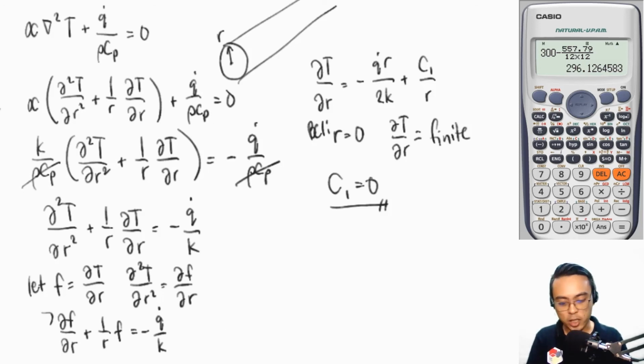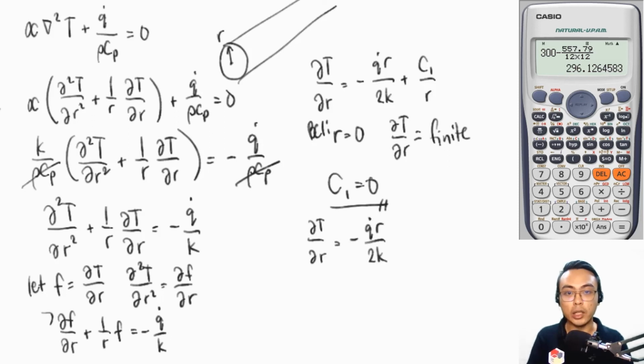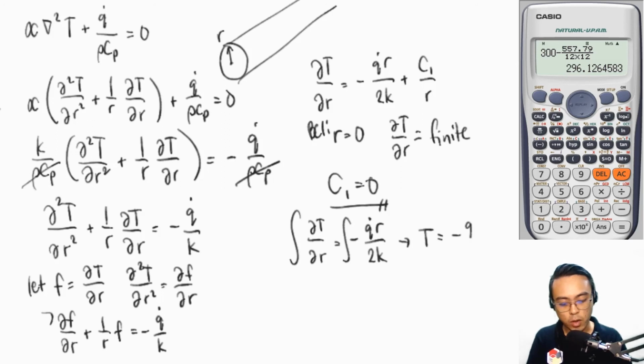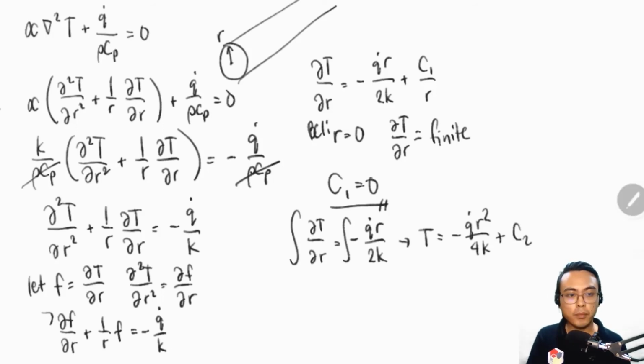We will be left with the expression partial of T with respect to R is equal to negative QR over 2K. And now we can integrate. Integrating this expression, we get our temperature profile: T is equal to negative Q R squared over 4K plus C2. This is now our temperature profile. Now, if we are given any value of the temperature at the surface of the cylinder, we can solve for the value of C2. However, in this case, we are not given any value, so we will just have to leave this equation with the constant C2.